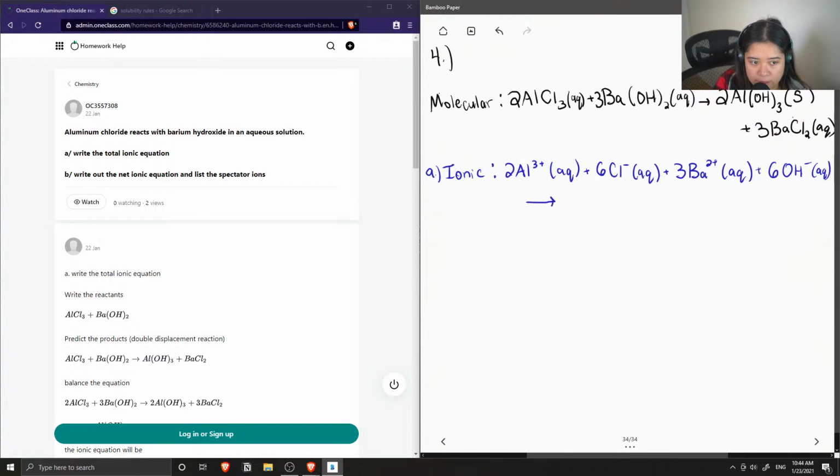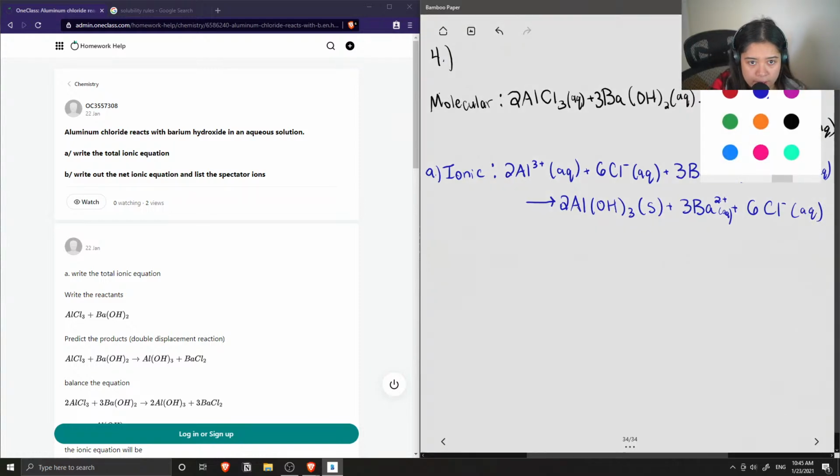So I'm just going to write our products on the second line. So our precipitate stays the same. It's the only one that doesn't separate into its ions. And then lastly, we have another 3 barium 2+ and 6 Cl-. Okay, so this is our total ionic equation.